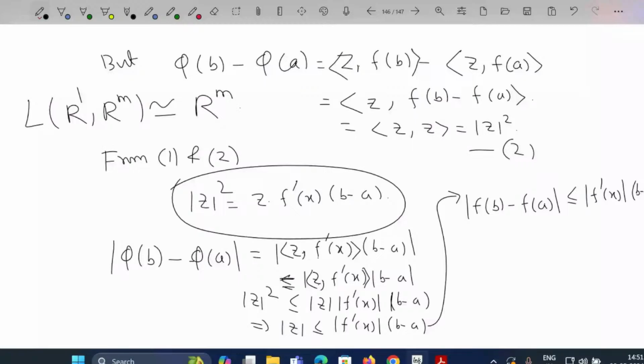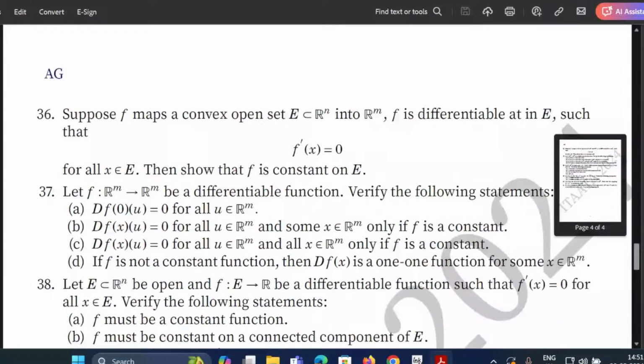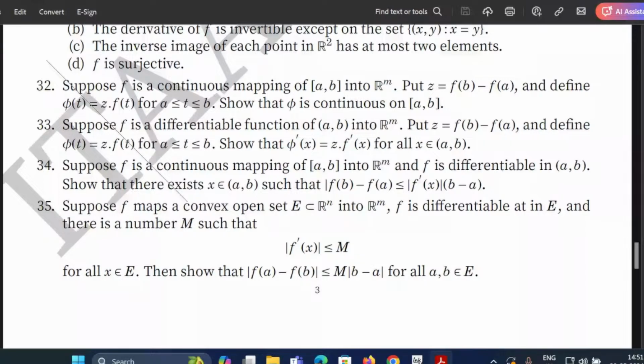Okay, go for question number 34. So 34 is basically a generalized version of question number 33. In 33 you have a single value function from closed interval a b to Rn. Sorry, it is 35 that is the generalization. So it was from closed interval a b to Rn.